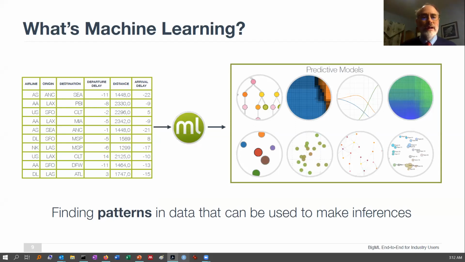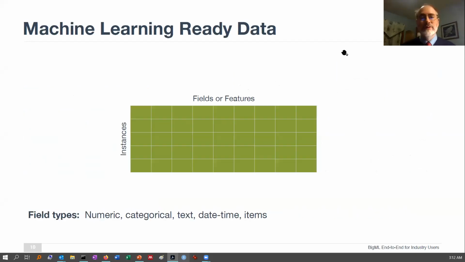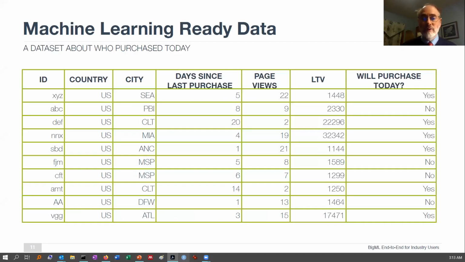But we can view it as starting with tables of data and then finding patterns in that data that support making inferences. And for us to have machine learning data that is machine learning ready, that we can use right now, we need our data to be in a table where the columns correspond to features or fields and the rows are instances. The fields can be of many different types, of course, numeric, categorical, and so on.